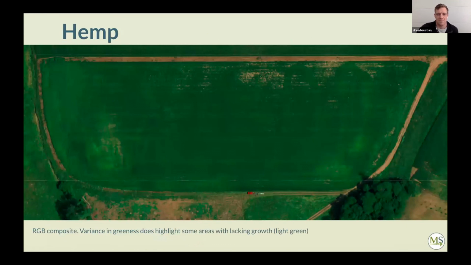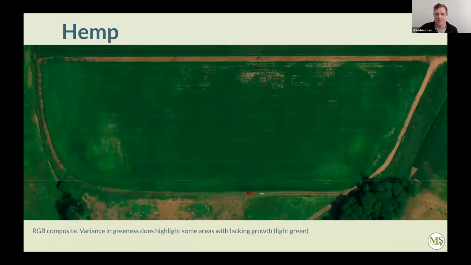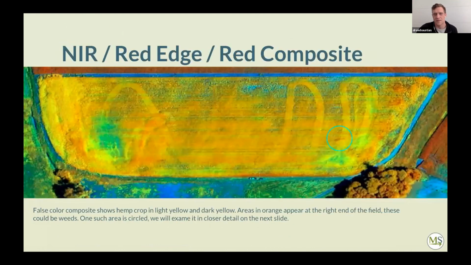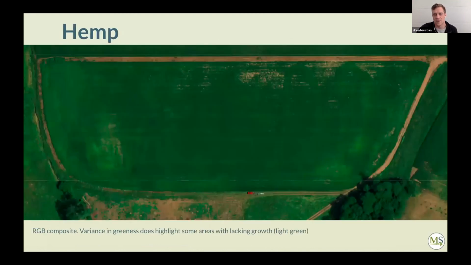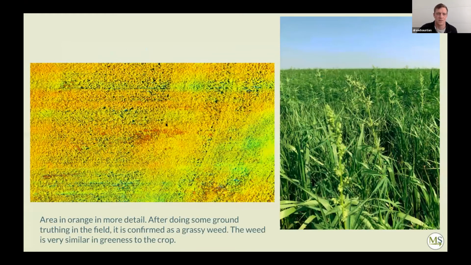This is a hemp data set that was captured in Illinois, and I just wanted to show you another species differentiation capability. This is the RGB composite, and then I made a custom composite to try to draw out the different plant species. If we look closely, you can see that it really does a good job of delineating between the hemp crop and the weeds that are growing in that field.